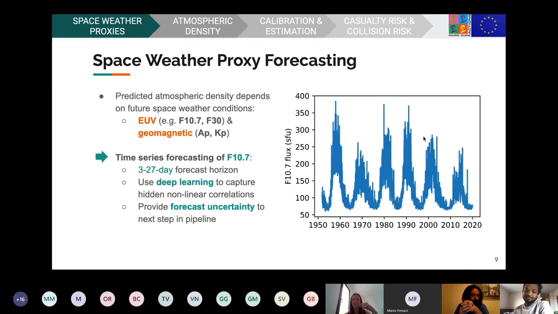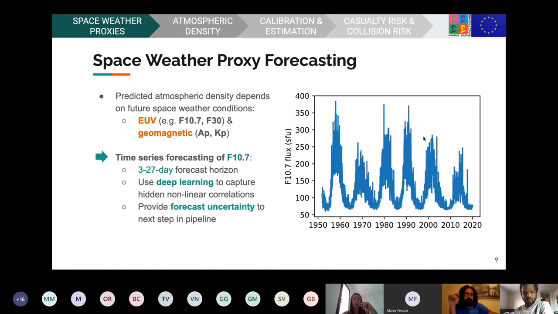Okay. So as Abhishek already discussed, the future atmospheric density and its uncertainty are dependent on future space weather conditions. And these typically use proxies for the solar and geomagnetic activity to capture the space weather conditions. The density is most sensitive to the extreme ultraviolet, which is usually characterized by these models by radio flux measurements at different wavelengths, for example, the flux at 10.7 centimeters, which is a very robust measure that can be made on ground and has a very long time series history, as you can see in the figure here.